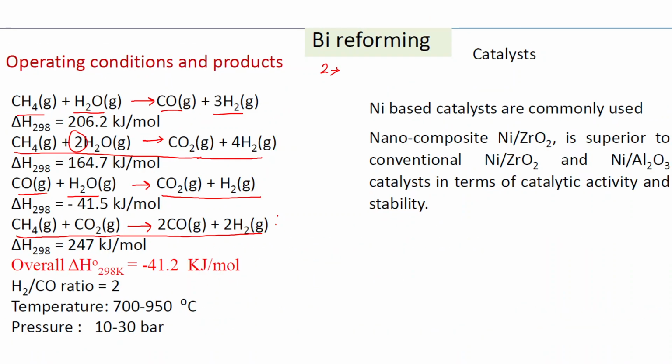Here methane reacts with carbon dioxide. So this is a mixture of dry methane reforming reaction and steam methane reforming. So it is overall an exothermic reaction. The H2 to CO ratio required is 2, temperature is 700 to 950, and pressure is 10 to 30 bar. And nickel-based catalysts are commonly used in all the reactions. Some other catalysts are also used, such as nickel zirconium, nickel alumina. But nowadays we are trying to use nano catalysts, nanoparticles as catalysts, which are seen to give better performance.